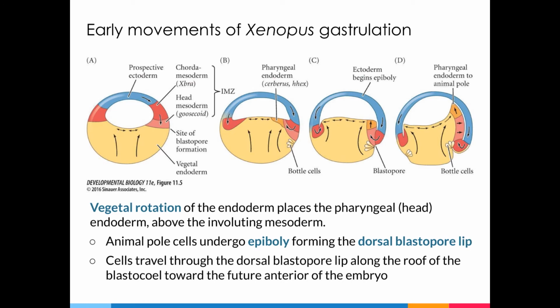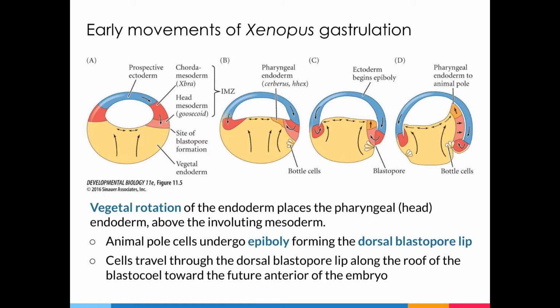This vegetal rotation takes place about 2 hours before the formation of the bottle cells. It involves the movement of cells of the dorsal floor of the blastocele toward the animal cap. As a result of these movements, the cells that are going to give rise to the head endoderm, which is known as the pharyngeal endoderm, are placed adjacent to the blastocele and above the mesoderm as it begins to involute.